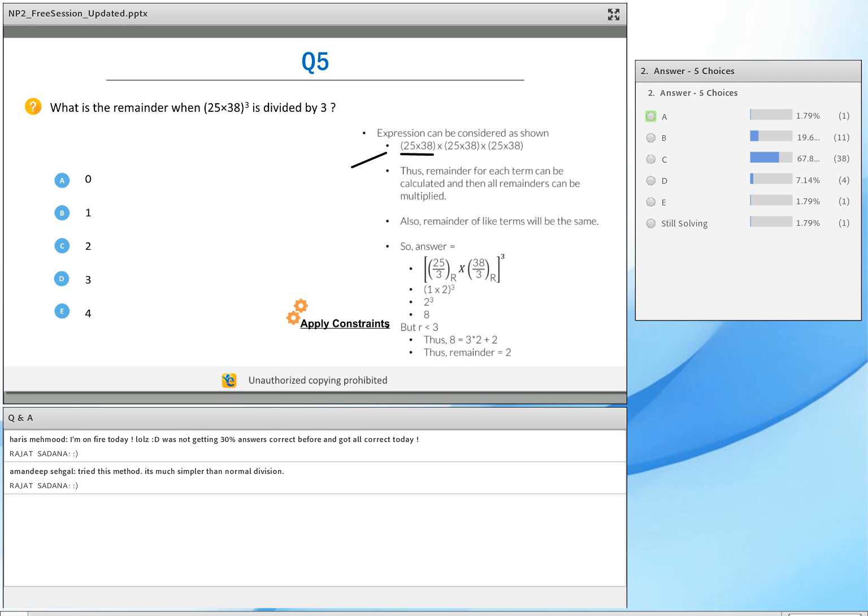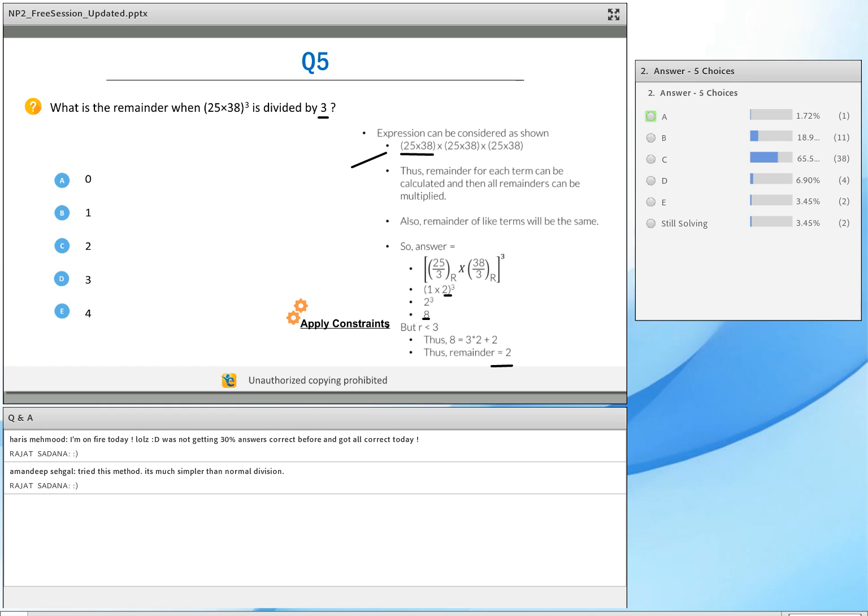So to answer this, we say, what's the remainder of 25 divided by 3 multiplied by 38 divided by 3? And we cube it. So 25 by 3 gives us a remainder of 1. 38 by 3 gives us a remainder of 2. So essentially the overall 1 times 2 is 2. 2 cube is 8. So we say, hey, the remainder is 8, but then you can't have a remainder that's greater than the divisor. So you divide 8 by 3, or you can express 8 as 3 times 2 plus 2, and you get the correct answer as 2. 68% of you did this, and that is beautiful.